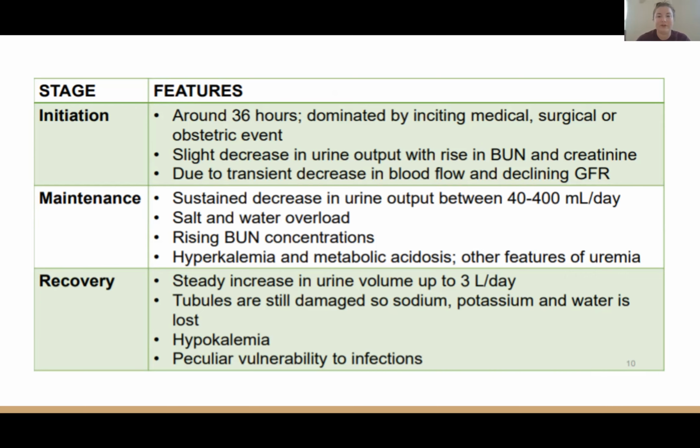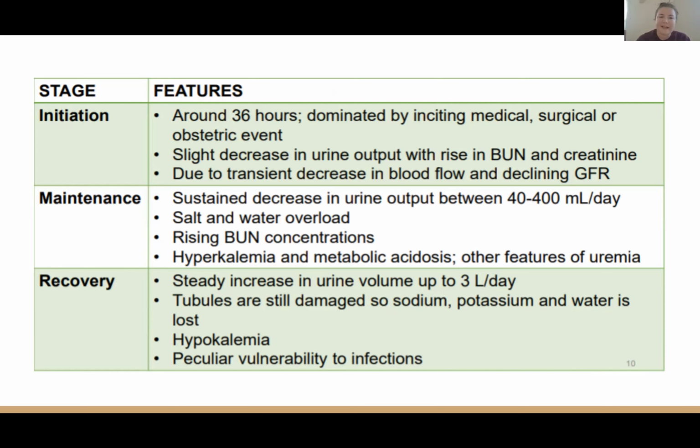Now, just of note that you'll talk about this in term 5, an isolated rise of BUN can just be dehydration. But if you get a rise in creatinine, then you know it's at the level of the kidney. You have a kidney issue. So slight decrease in urine output, rise in BUN and creatinine, that makes sense because if you aren't getting urine output, you aren't excreting those toxic metabolic buildup. And then because you have transient decrease in blood flow, you're going to have a declining GFR.